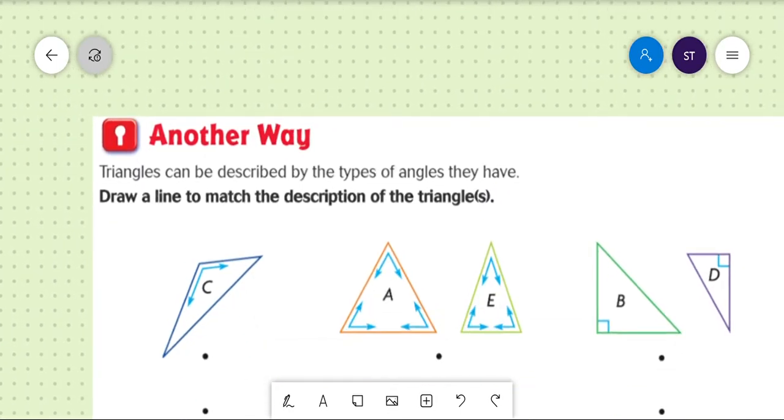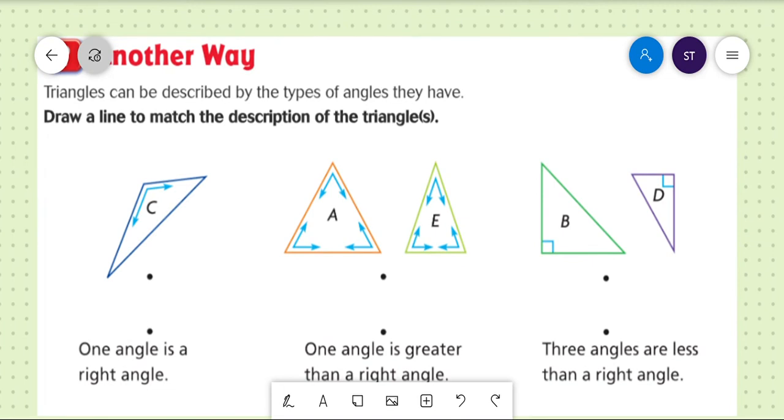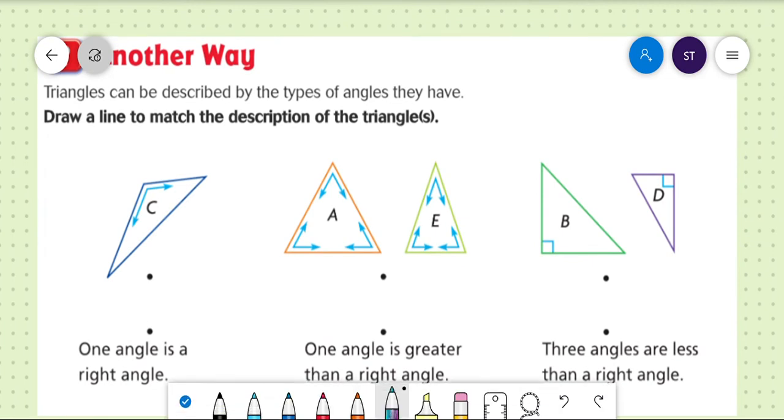Lastly, we are going to now describe the triangles by their angles. Let's look at our options. Here it says it's going to have one angle that is a right angle. Remember, it makes a perfectly square corner. Let's make that better right here. So if it has a perfectly square corner, it would have one angle that is a right angle.